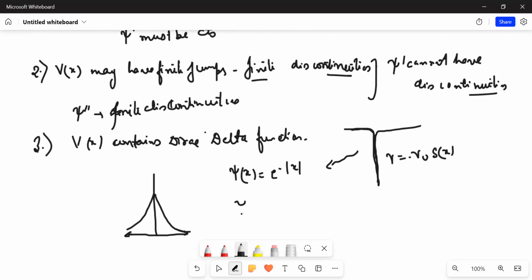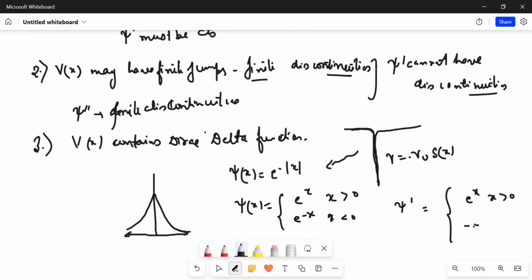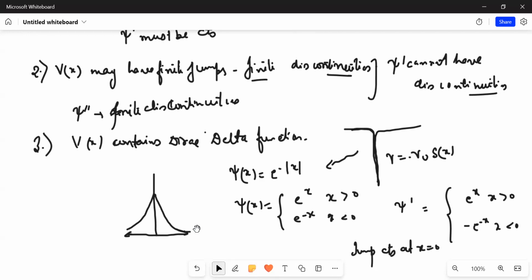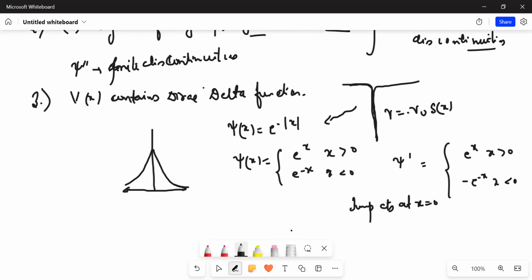You know that psi(x) would be simply e raised to the power minus x for x greater than 0 and e raised to the power x for x less than 0. And if I want to find psi dash, it would be minus e raised to the power minus x for x greater than 0 and e raised to the power x for x less than 0. If I want to find the jump discontinuity at x equal to 0, clearly it would be around 2.